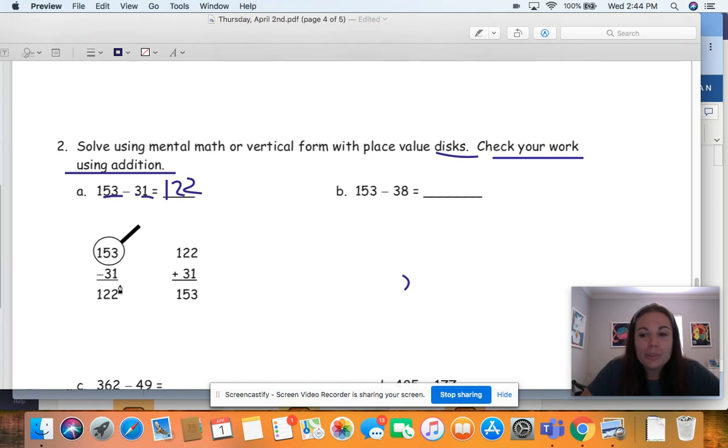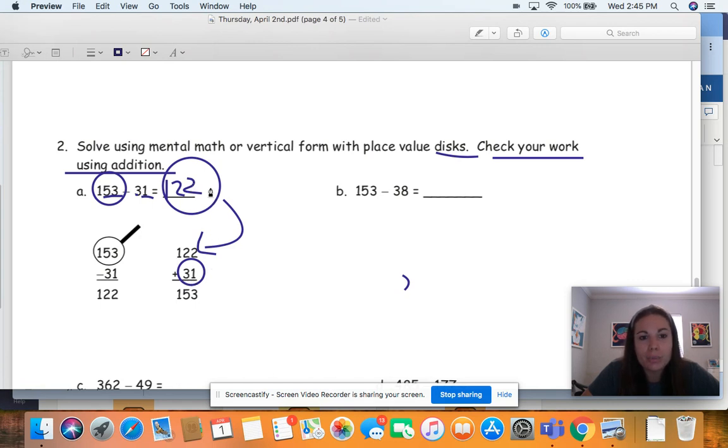So now how do we use addition to see if we're right? Okay, remember what we do. Once you get that answer here, we're going to put it to the top right here. And then we're going to add what we subtracted, the other part. Remember, part equals whole. So we're going to take the other part, the smaller number, and put it over here. And then we're going to go ahead and add it. And if we get this number right here, 153, then we got it correct.